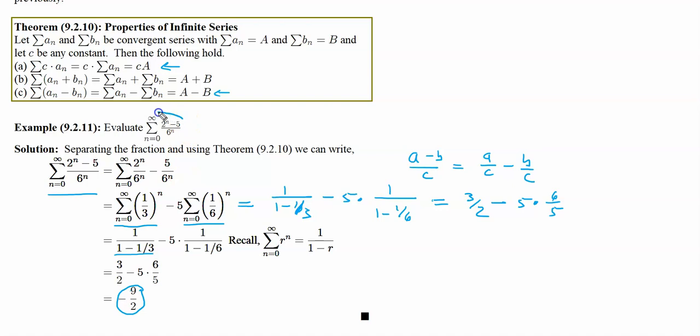What we did with this, once again to summarize, is we simply broke this term up, and then using theorem 9.2.10, we simply distributed the summation to both terms, moved the constant outside, and then we had two geometric series that we could evaluate.